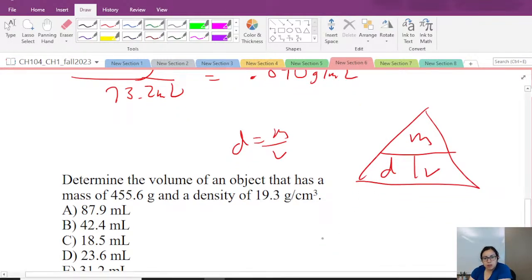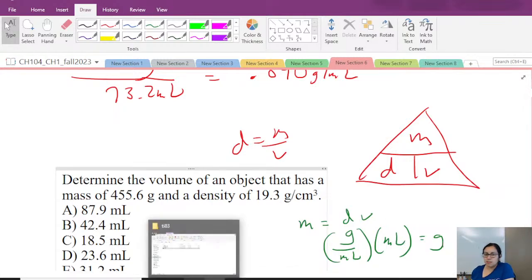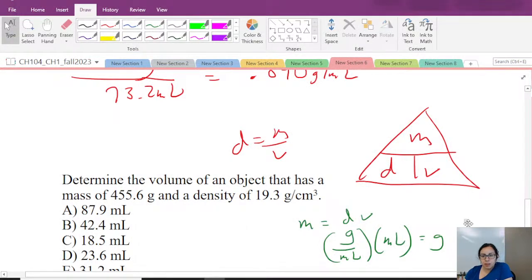But then, right, double check yourself. So mass equals density times our volume. Well, density is given in grams per milliliter times my volume. So yes, that would give me, right, a mass unit. So you can use both the triangle trick and your unit canceling dimensional analysis to kind of help you out.